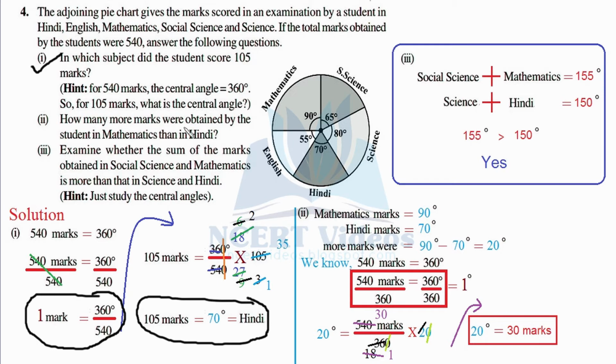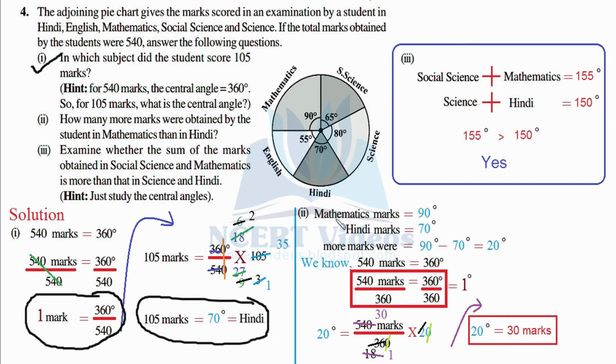Number two: how many more marks were obtained by the student in mathematics than in Hindi? Well, here is the difference question. We need to find the difference in the marks of maths and Hindi. Clearly we can see in maths he got more marks than Hindi. Well, the beauty of proportions is this. Since these are all proportions with respect to complete marks, we can directly subtract 90 and 70 degrees. So the remaining will be 20 degrees.